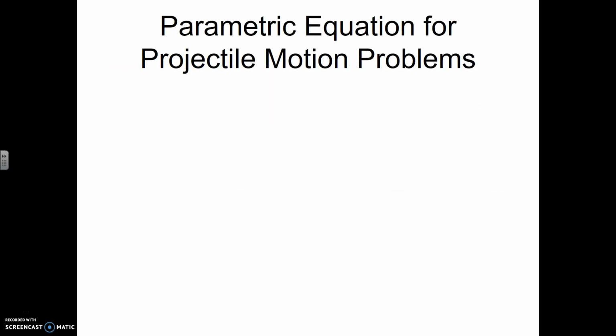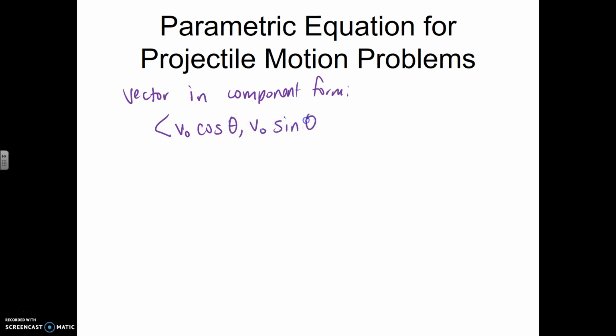Before we start, we do have to get some key things down that we'll need. We're talking about parametric equations for projectile motion problems. First, we always need to remember that vectors in component form look like this. We've already talked about this a few times, but it is the magnitude times cosine theta. But if we're talking about projectile motion, the initial velocity is v sub 0 cosine theta, and then v sub 0 times sine of theta. So that's the vector in component form for these types of problems.